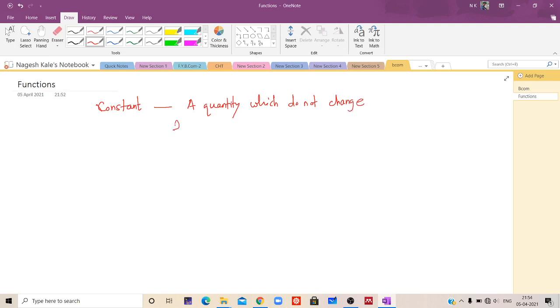For example, I can write some examples here for your reference. 2 is a constant, 3 is a constant, 4 is a constant, 5 is a constant, and so on. Even I can take 1.2, which is also a constant.